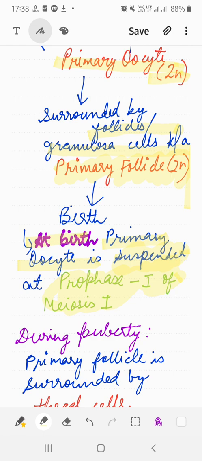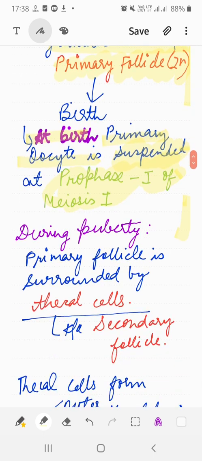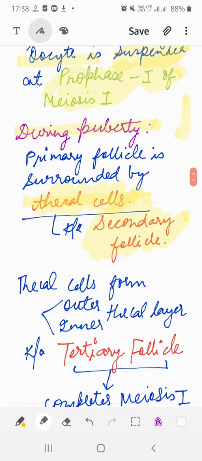But as puberty is reached, the primary follicle cell is surrounded by another layer of cells known as the thecal cells. Now the primary oocyte with the thecal cells is known as the secondary follicle stage. The thecal cells form an outer and an inner layer, and this stage is known as the tertiary follicle stage.